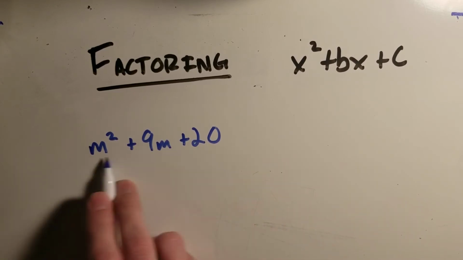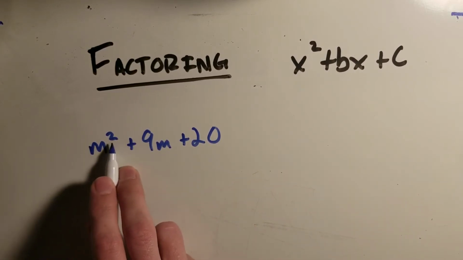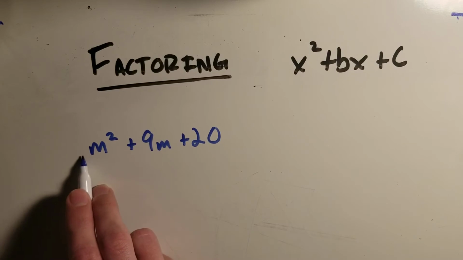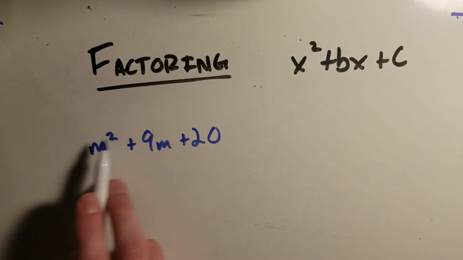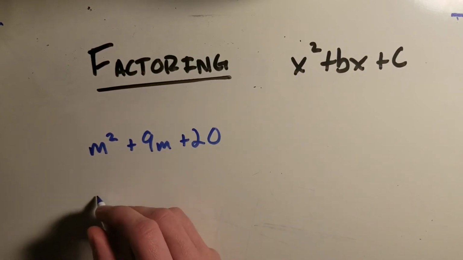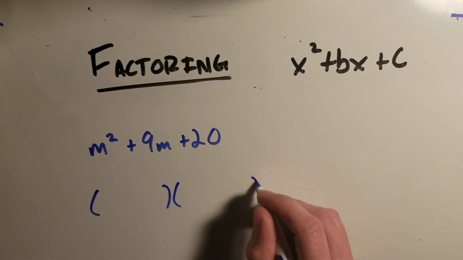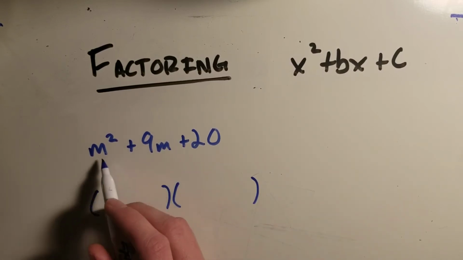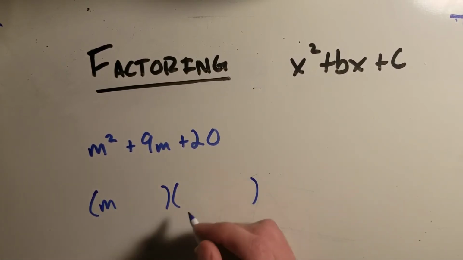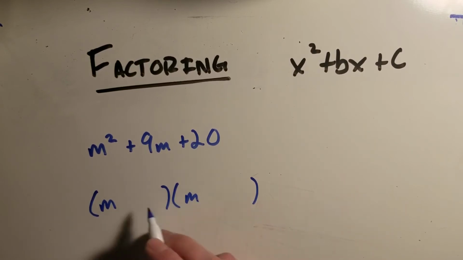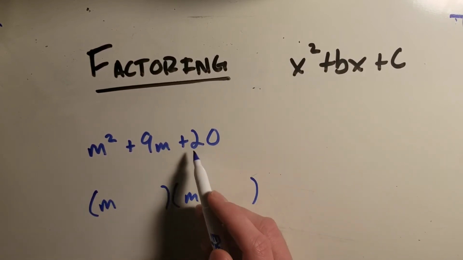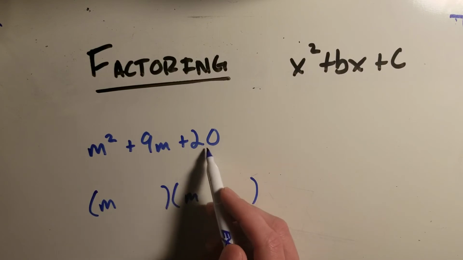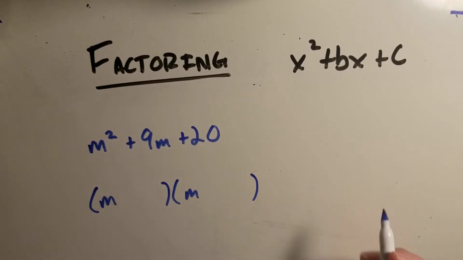Notice we are a trinomial, quadratic trinomial. Leading coefficient is 1, so we're in the correct pattern here. You got to make sure you're in the right pattern, the right form. So we're going to be in a binomial. To get your m squared, you're going to have m times m. Now for these constants here, you're going to be thinking, what factors of 20 add up to 9?